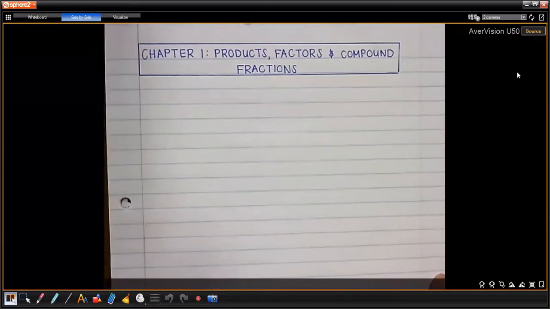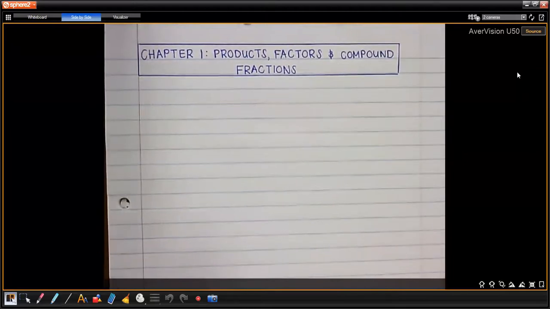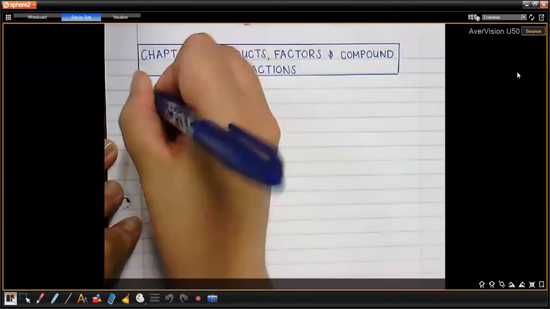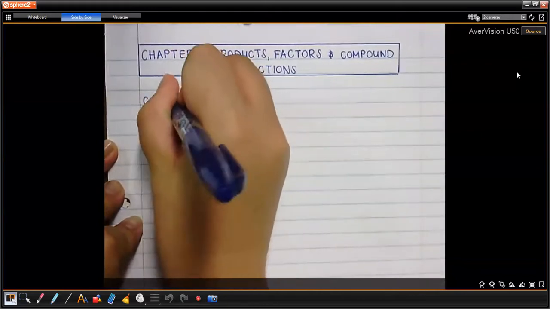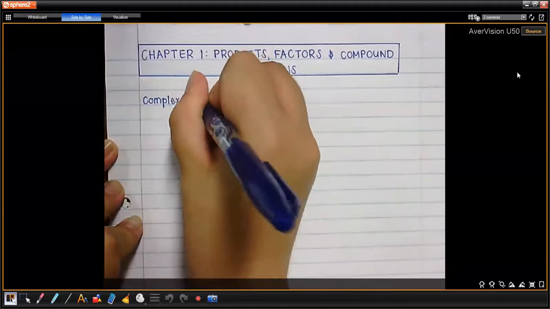All right, in AP, you need to be able to do more complex products than in core. So I do want you guys to practice on those. The kind of thing that I'm talking about is, let's write that: complex products.